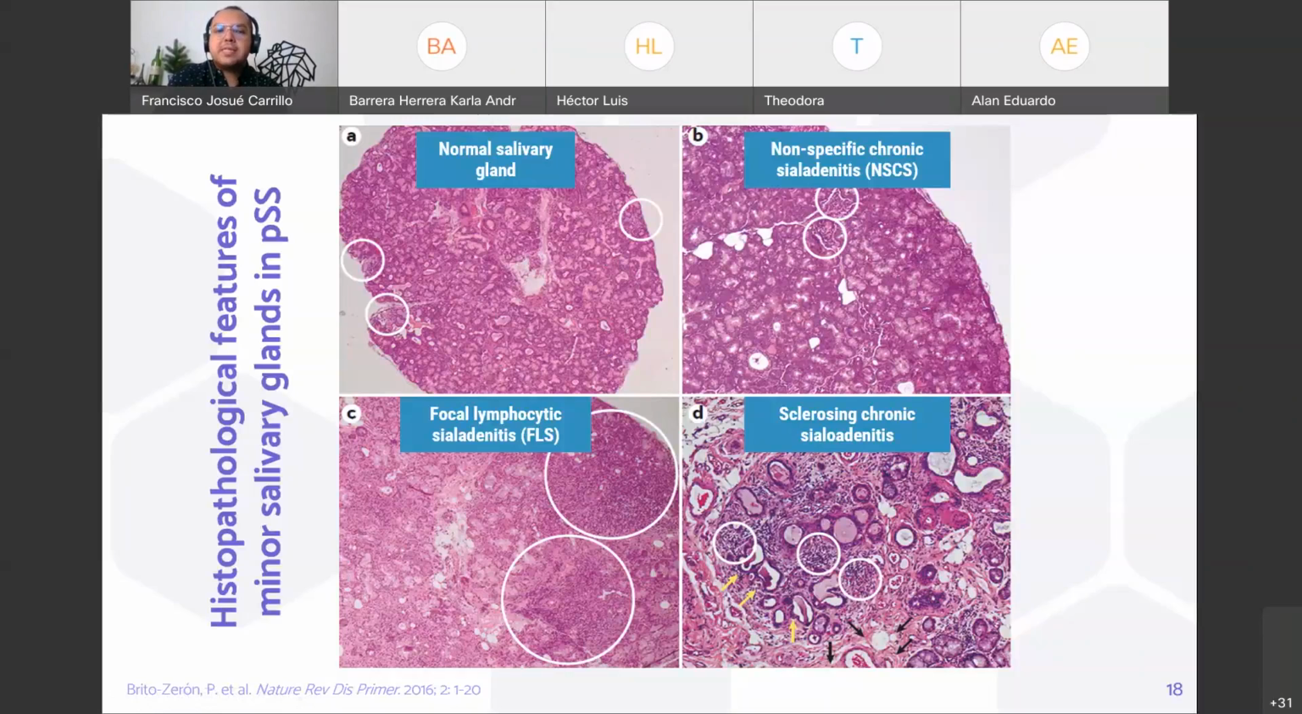This is a focal lymphocytic sialadenitis, where you can tell they have a very well-defined structure, with enough B cells or T cells, which we can tell just because of the H&E staining, sorry, but we can tell that the cytoarchitecture of the tissue is not like this anymore. And we have some other more severe cases with sclerosing chronic sialadenitis.